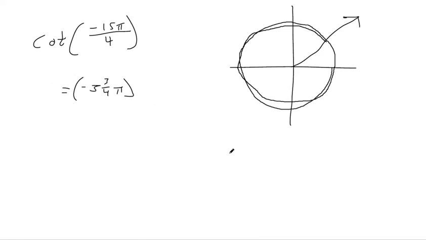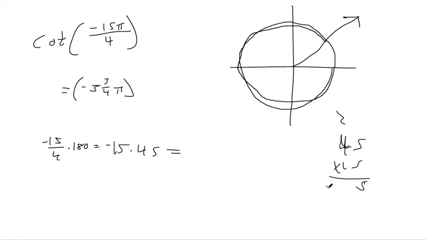Negative 15 pi over 4, you want to cut the pi out and then multiply by 180. So 4 fits in 180, 45 times, so we got negative 15 times 45. Oh, I should be able to do that. 225, 0, 5, 4, so 5, 7, 6, so that's negative 675 degrees.